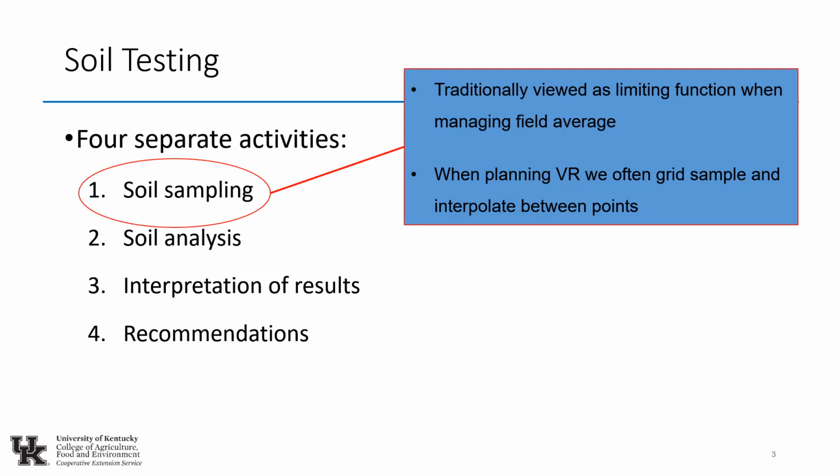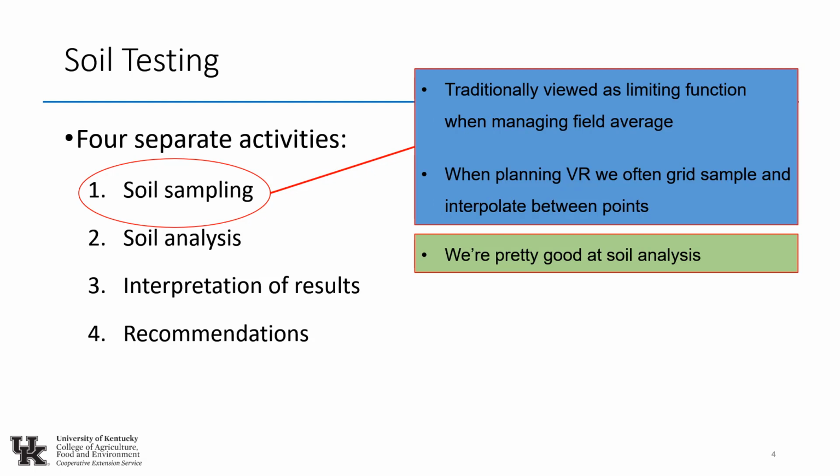When we're planning to do variable rate, we often grid sample and interpolate between the points. And that's what we're going to spend a fair amount of time talking about during this presentation. I won't be covering soil analysis, which is the second step when you send the soil off to the lab, because in general, we're pretty good at soil testing, soil analysis.